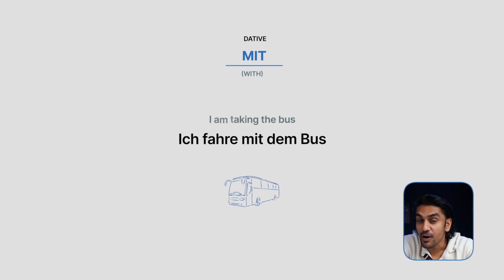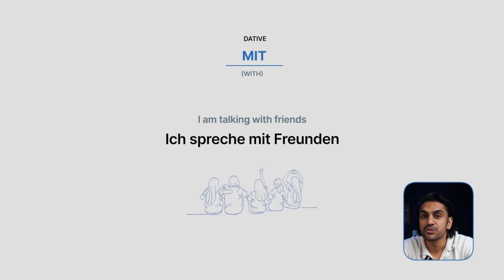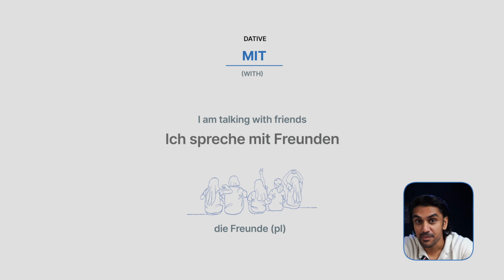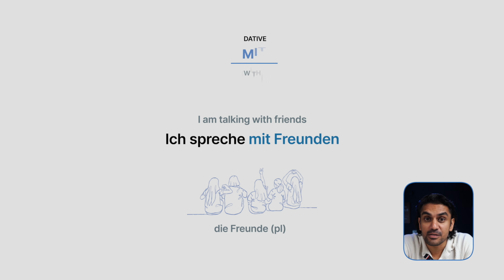So in Ich fahre mit dem Bus, the word Bus is neuter or das Bus. But since the preposition mit always takes the dative case, das changes to dem. So it becomes mit dem Bus. And in Ich spreche mit Freunden, I talk with friends, the word Freunde or friends is plural. When it comes to plural in dative, most nouns add an extra n. So it becomes Freunden. That's why it's mit Freunden and not mit Freunde.